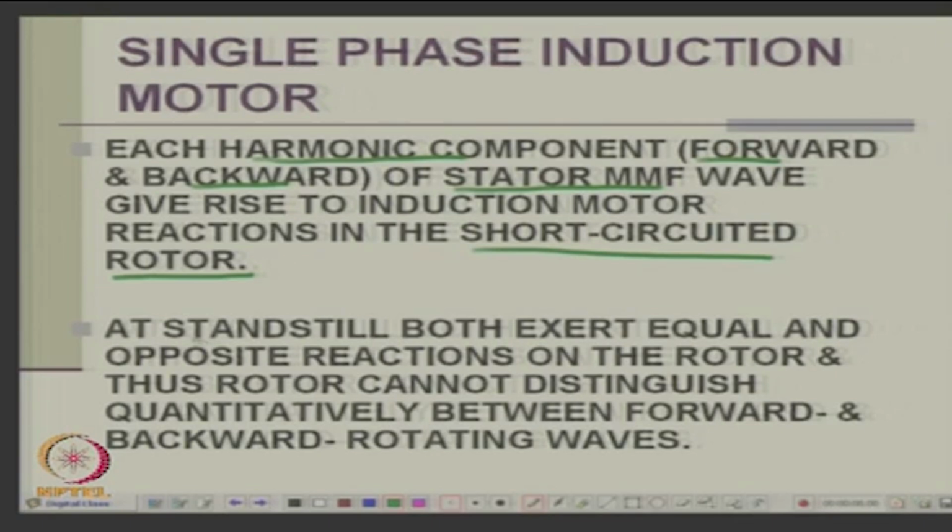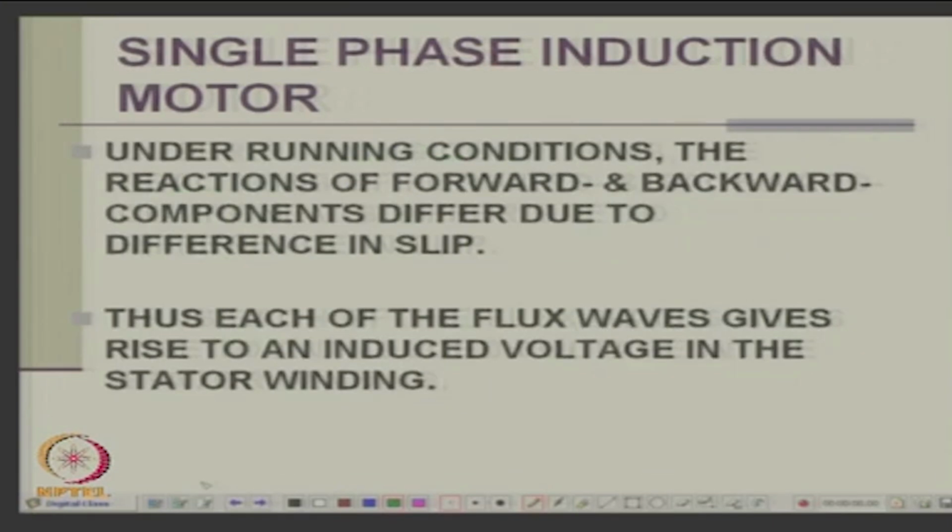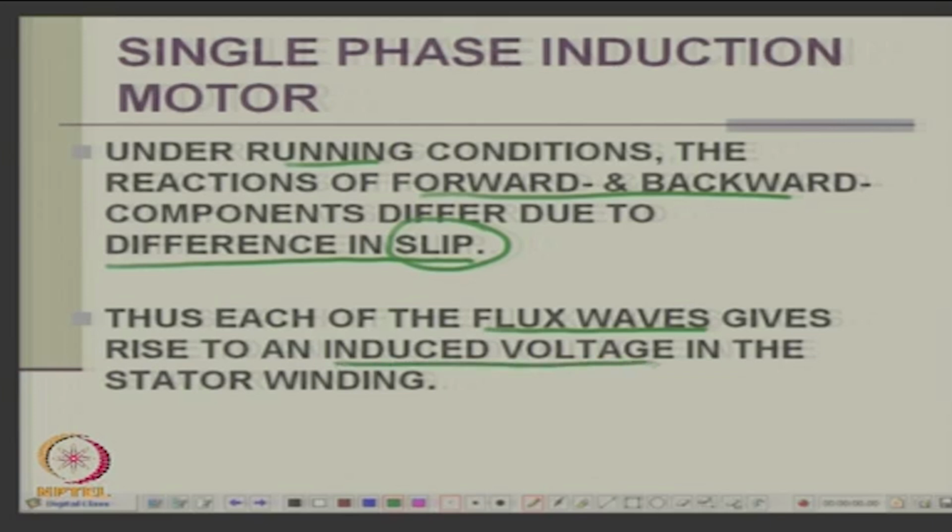At standstill both the forward and backward fluxes will be identical, but at different speeds the forward flux is different from the backward flux. Is it clear? Because the rotor reaction is different at different speeds. So, in running condition the fluxes are different, and it has a difference due to the slip. There are several forward rotating fields and several backward rotating waves, and they give rise to the voltage induced in the stator winding. This is the principle of the rotating field theory.